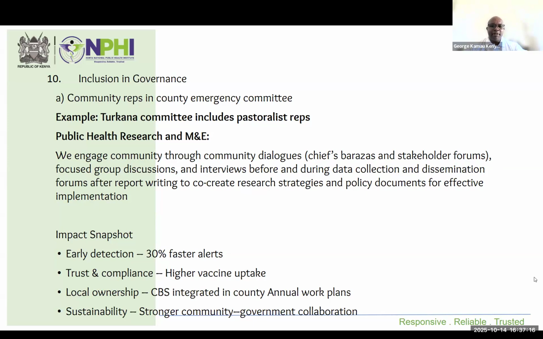The other thing is sustainability. We have stronger community and government collaboration. As a country, we have been able to set a budget to give stipends to our community health promoters, meaning they're on the government payroll. So there's good collaboration between the community and the government at large. Next slide.